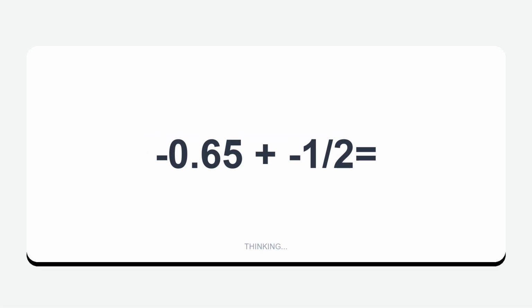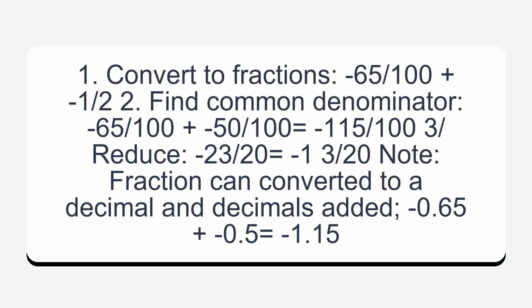-0.65 plus -1/2 equals. 1. Convert to fractions. -65/100 plus -1/2. 2. Find a common denominator. -65/100 plus -50/100 equals -115/100. Reduce: -23/20 equals -1 and 3/20. Note, fractions can be converted to decimals and the decimals added. -0.65 plus -0.5 equals -1.15.